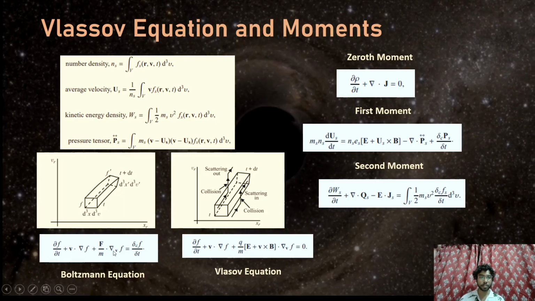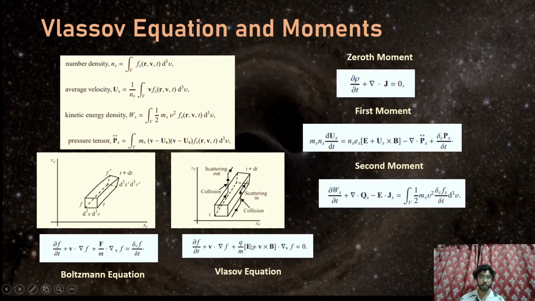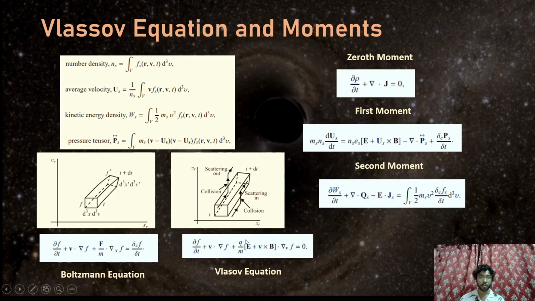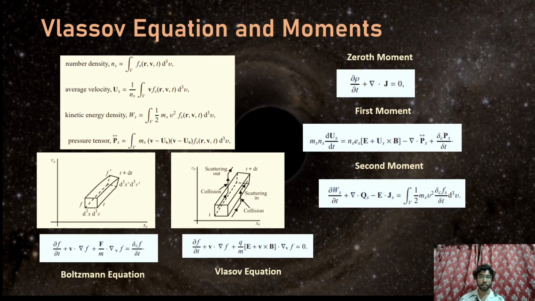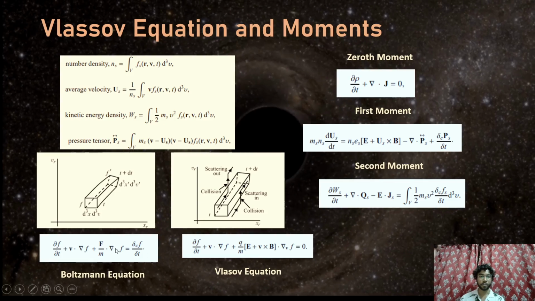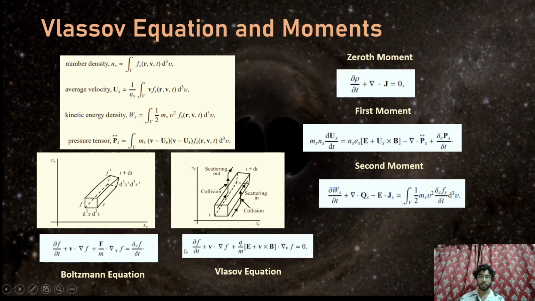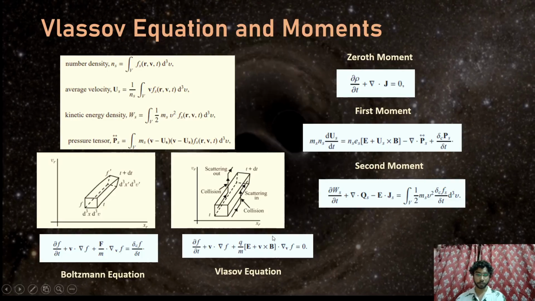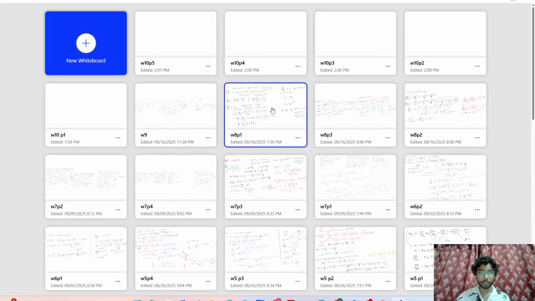So this is the Boltzmann equation which we will study, and this is the Vlasov equation, right? In case of our MHD approximation. So we will just quickly derive how the Boltzmann equation comes from this picture, and from there, how we can go to the Vlasov equation. So let me quickly go to the whiteboard.